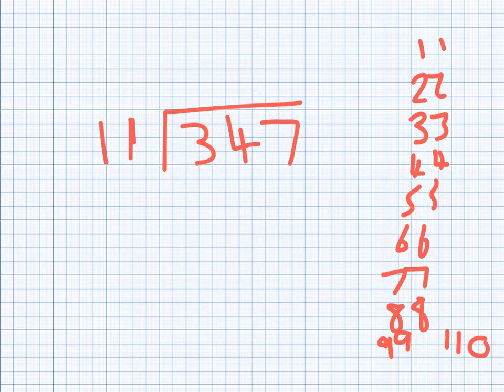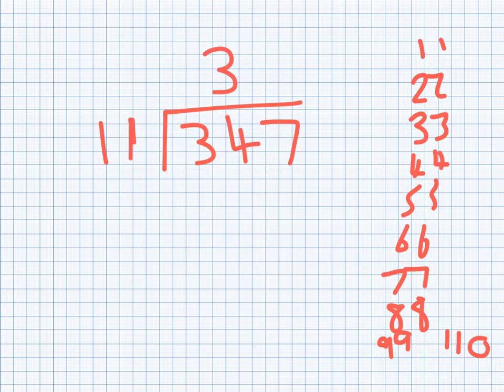So I'm going to start by looking at how many times can 11 go into 3? Well, because I'm dividing by a 2-digit number, there's no point in just looking at this first digit. So I'm going to look at these first 2 digits as a whole. So how many times does 11 go into 34? Because I've written my times table down the side of my paper, I can do that really easily. It goes once, twice, 3 times. So I'm going to write my 3 up here.